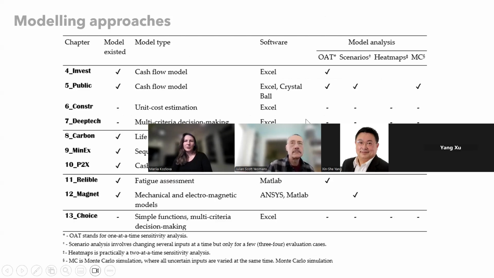In terms of modeling arrangements, yes, there were very different traditions of modeling. Few people used sensitivity analysis. Some used one at a time. Some used scenarios. Some even went as far as Monte Carlo simulation. A lot of models, surprisingly, a lot of models in Excel. And then some other models, some other software in already specific application domains.